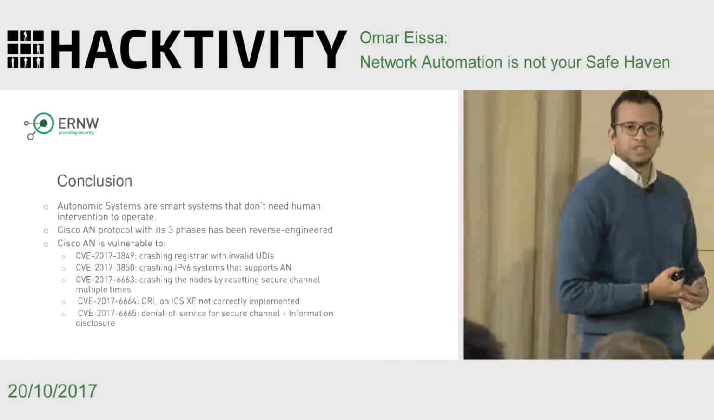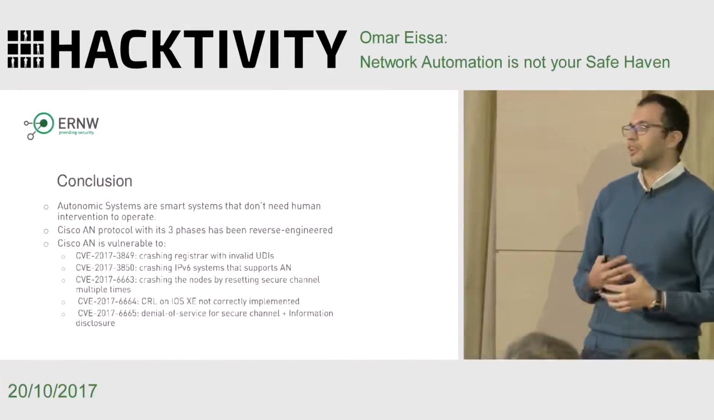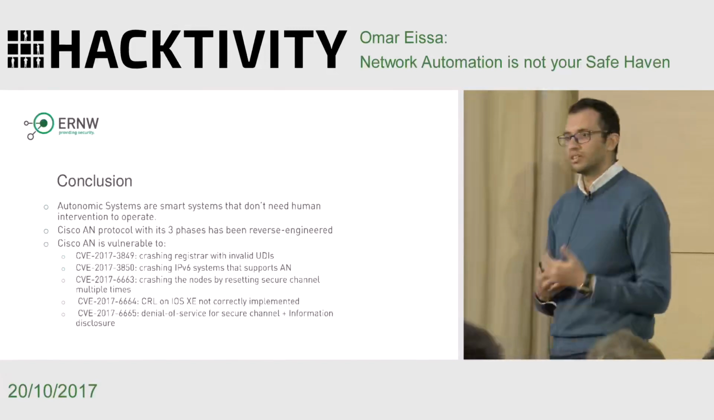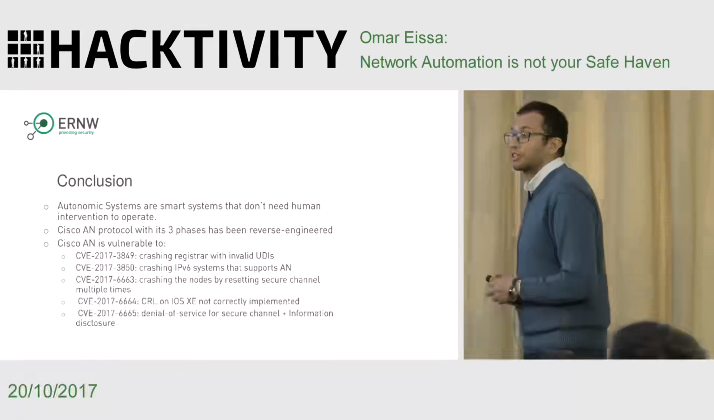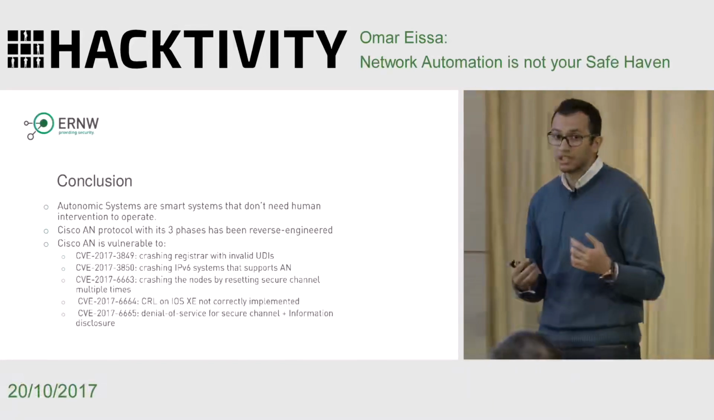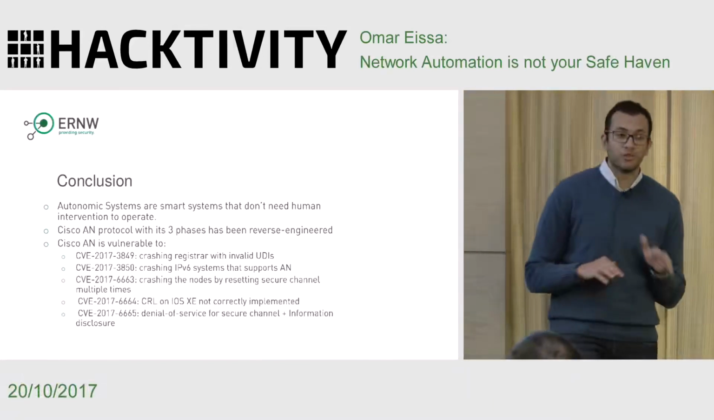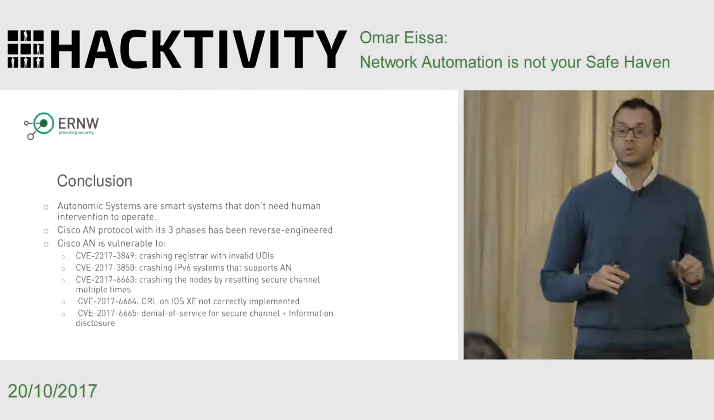To conclude today's presentation, we have spoken about autonomic network. We spoke about these 3 phases of the communication. We spoke about 5 vulnerabilities here. One of them just needs your IPv6 address, no further configuration, nothing, just to totally crash it.